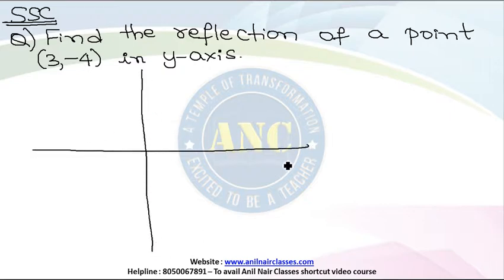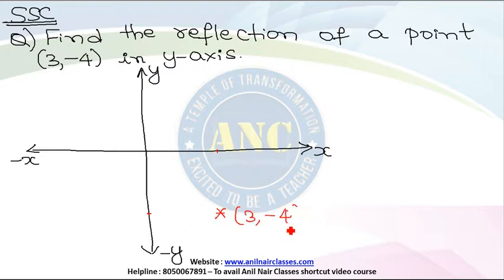Now see here, I am drawing the coordinate axis. This is plus x axis, this is plus y axis, this is minus x axis, this is minus y axis. Listen to this carefully. The questions will be like this, very simple, and the solution also will be very easy. Find the reflection of a point 3 comma minus 4 in the y axis. First of all, let me draw this 3 comma minus 4. X value is 3. Y value is minus 4. This point is called 3 comma minus 4.